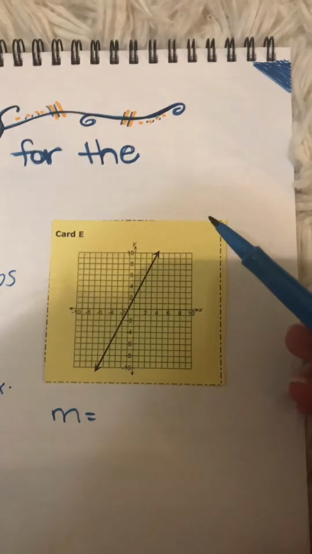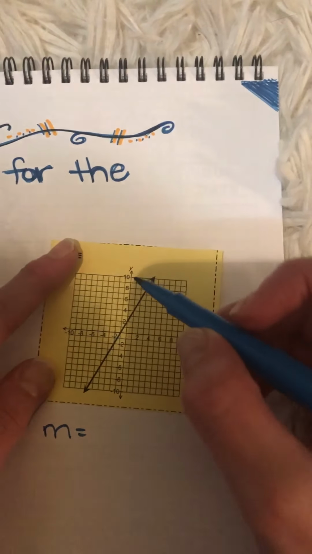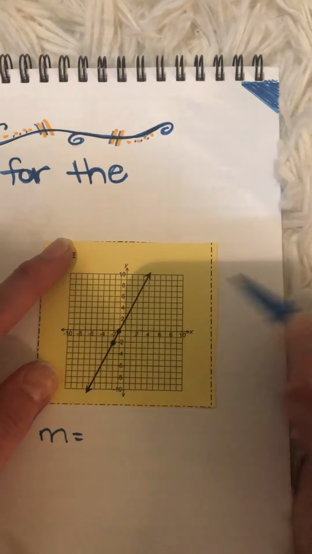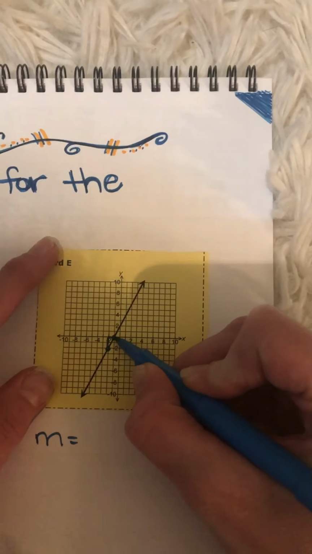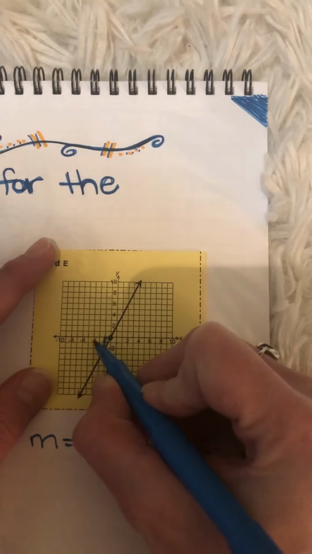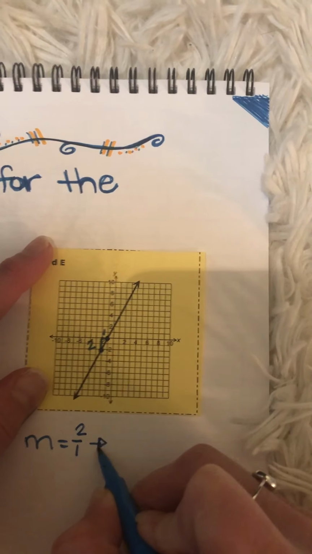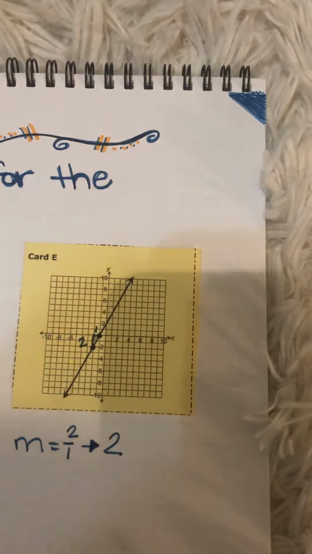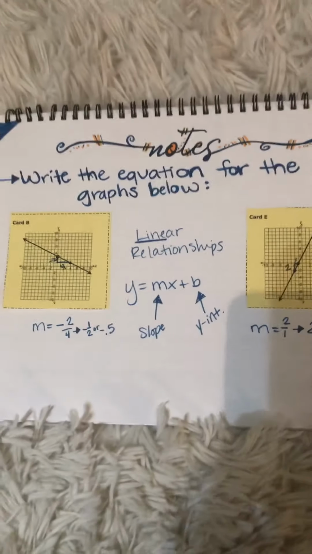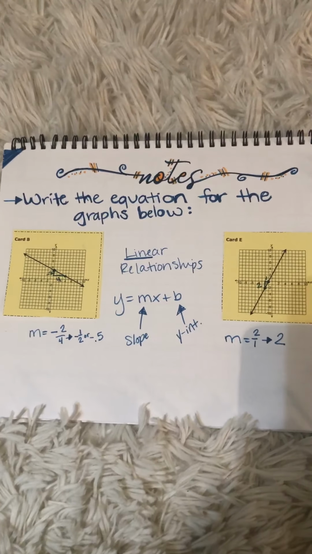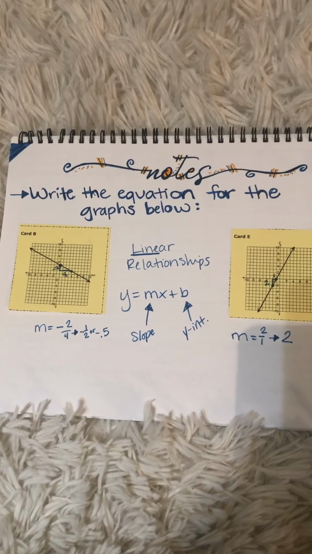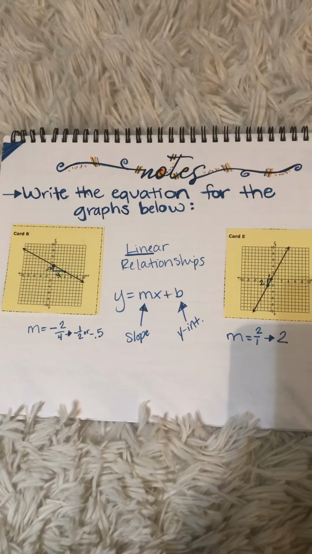On the right graph, you also want to pick 2 points. Here's a point and here's a point. It is a positive line, therefore I'm going to go up and over. I went up 2 over 1. 2 over 1 is my slope, but we all know that it's just 2. That is how you calculate the slope. Identify if the line is positive or negative, and then go down and over or up and over.